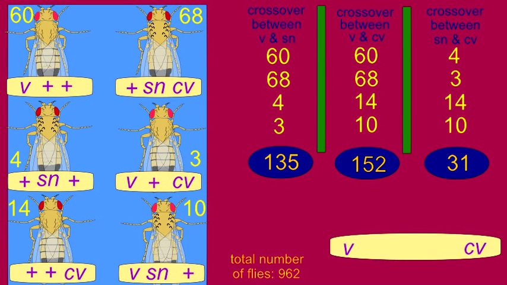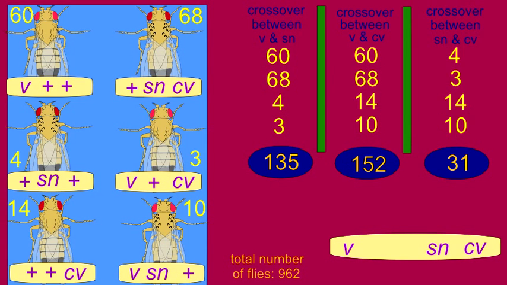Although it is in the middle, it is closer to cross-veinless than it is to vermilion, as can be seen by the sum totals. The smallest total is the distance between cross-veinless and singed. Thus, these two are closest to each other.